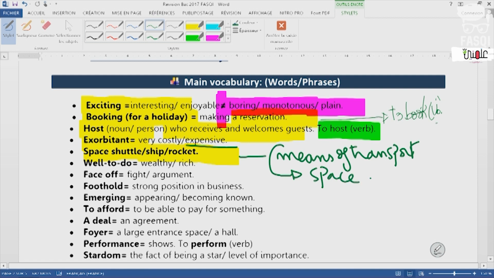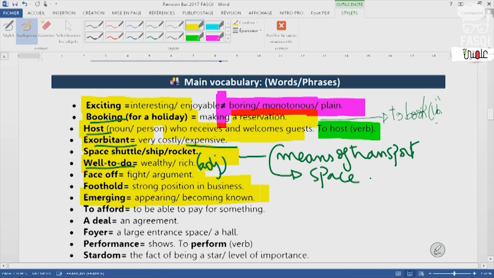I'm talking about the well-to-do. That's who is going to afford to pay for such a trip or such a travel: the well-to-do, namely the rich. And here it's an adjective form. Here is our word. Here is another word. Talking about to make face off, fight, footwork, to have a strong position, emerging. All of those words were seen in space tourism.